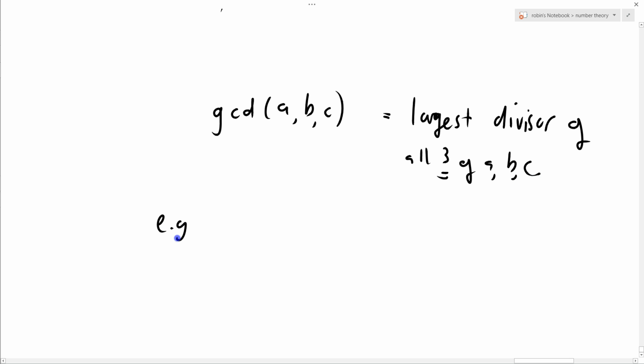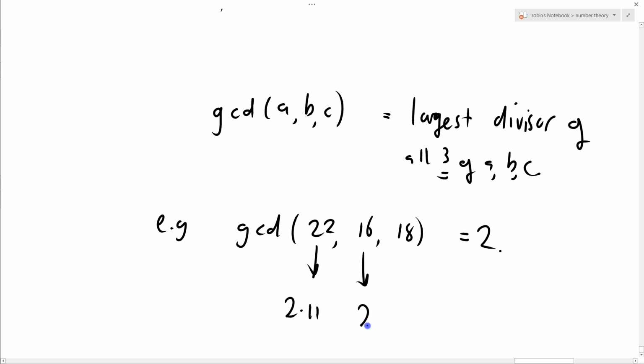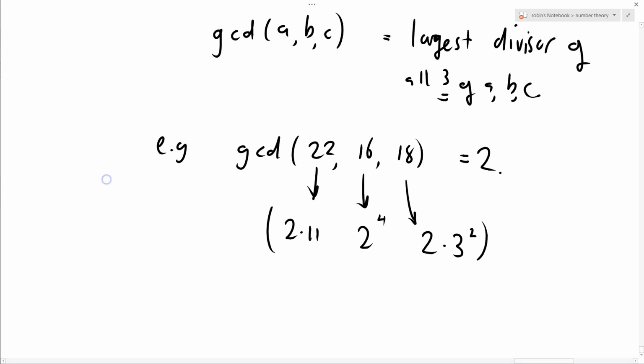So for example, the greatest common divisor of, let's say, 22 and 16 and 18 equals 2, because all of these numbers are even and no larger number will do. We can see that by rewriting 22 as 2 times 11, this one is 2 to the power 4, and this one is 2 times 3 squared. So we can see that each number is even, but no multiple of 2 will do. So 2 is the greatest common divisor.